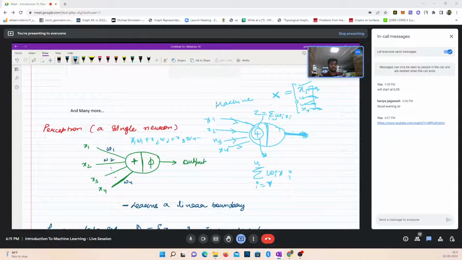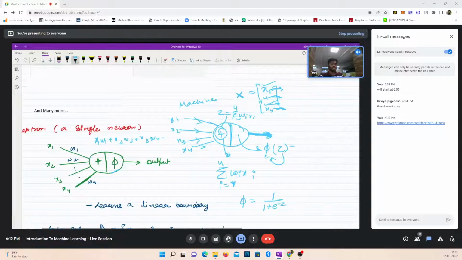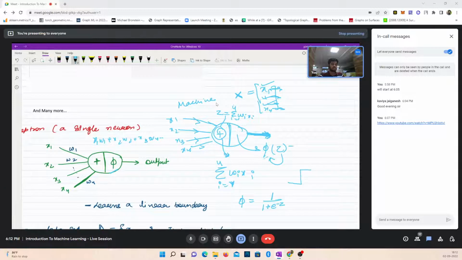we pass that z through an activation function, which is denoted by phi, to obtain the output. For example, your activation function can be sigmoid, which gives you 1 over 1 plus e to the power minus z. Or it can be thresholding at 0: if z is greater than 0, then phi of z is 1, otherwise it is 0. So these kinds of activation functions we use for a perceptron.